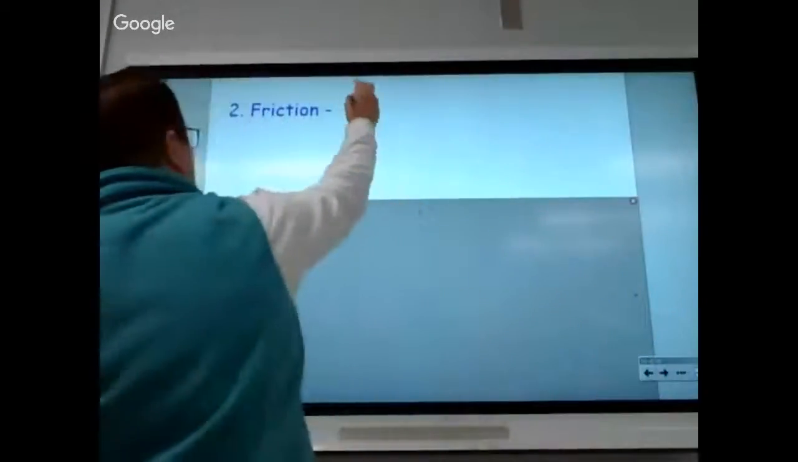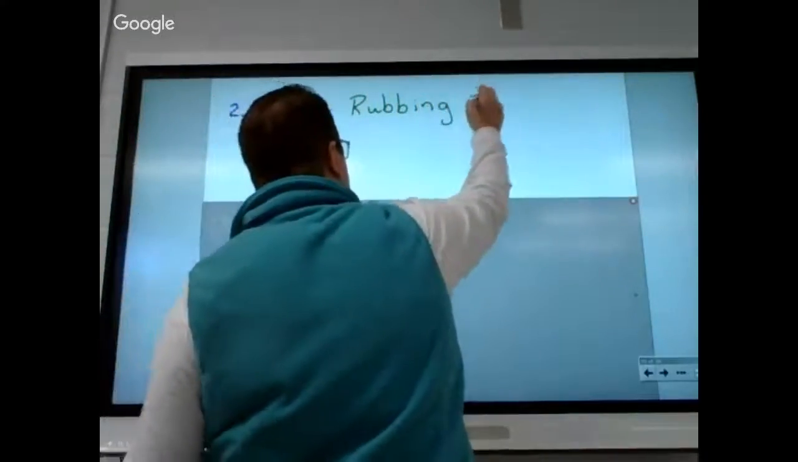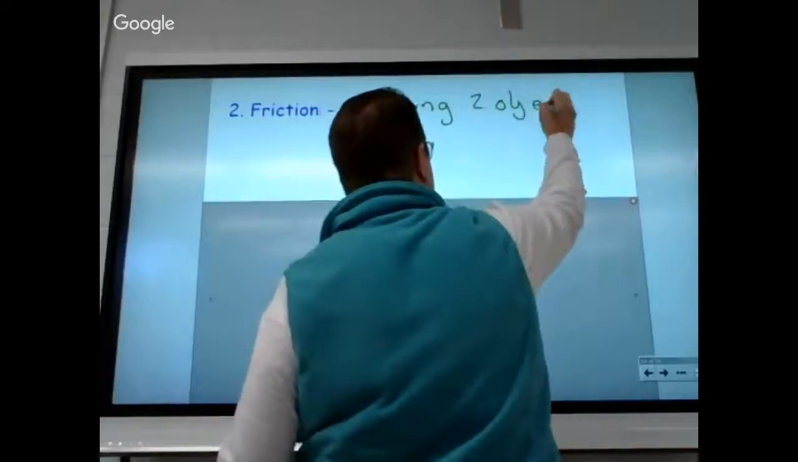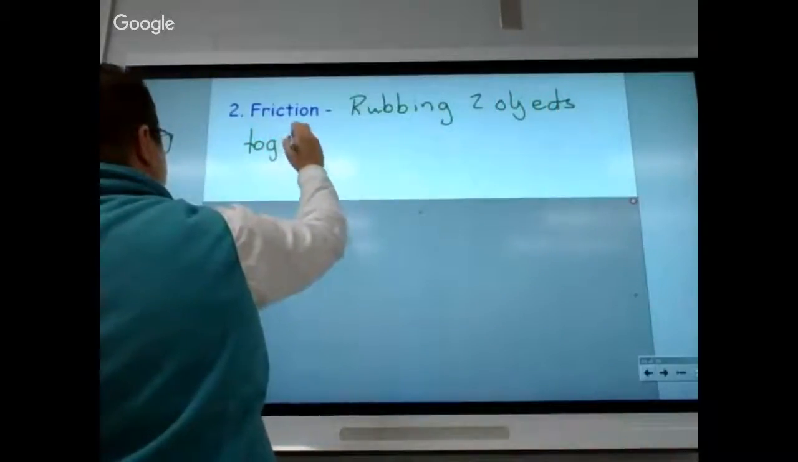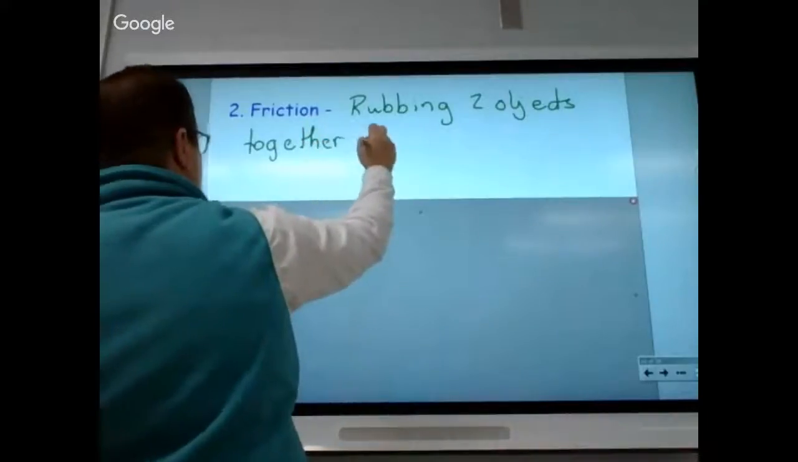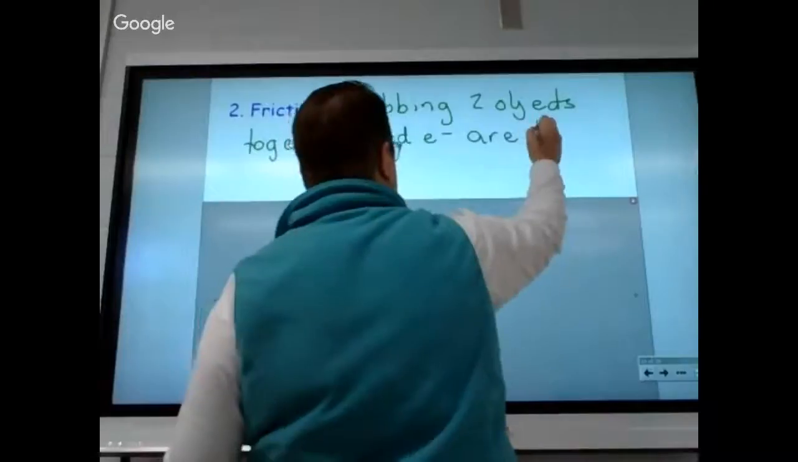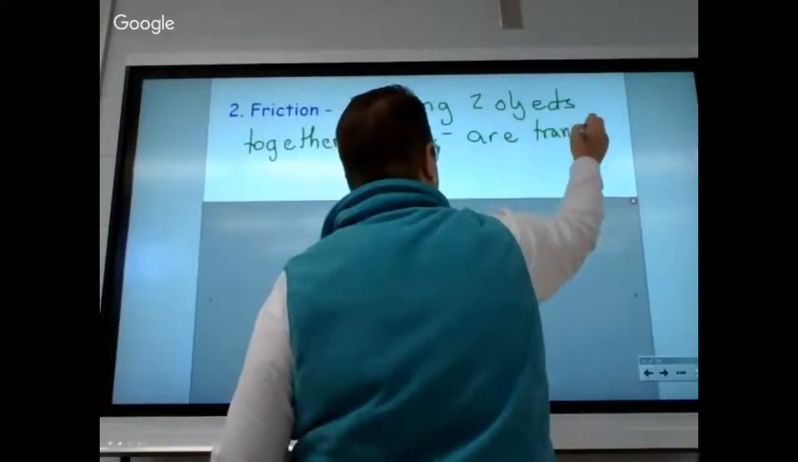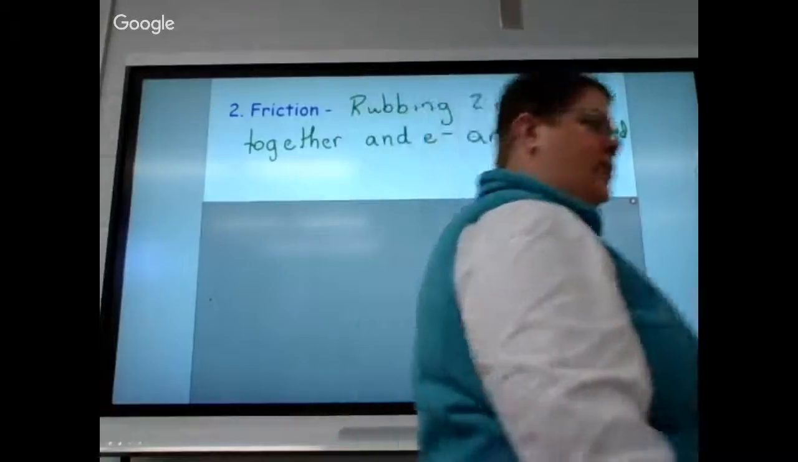All right? Friction has to involve what again? Rubbing two objects together and electrons are transferred. Now, if we rub our hands together, are electrons going to be transferred?